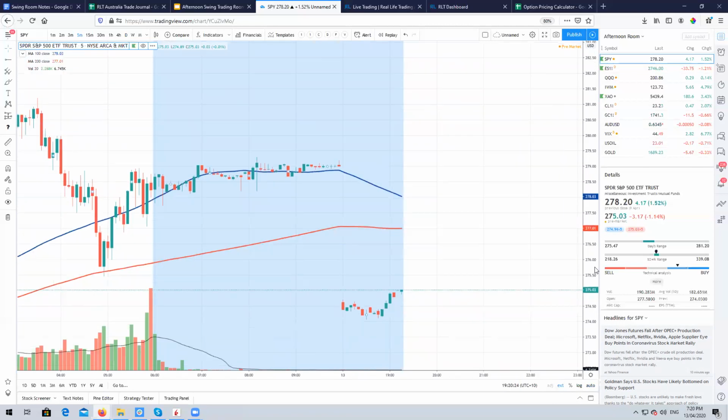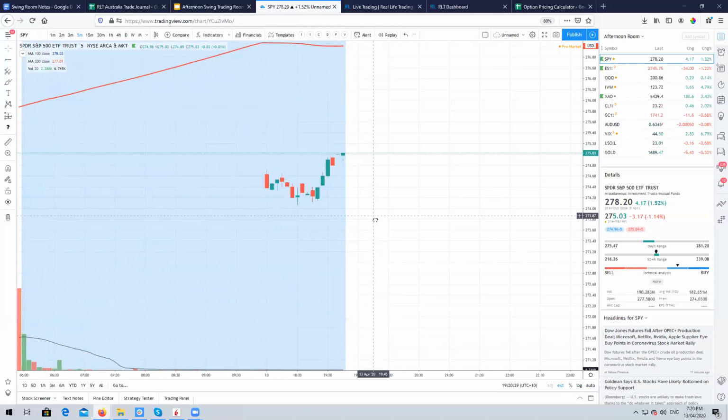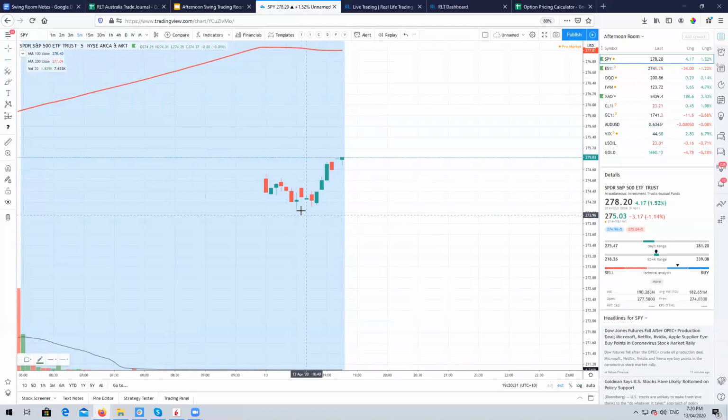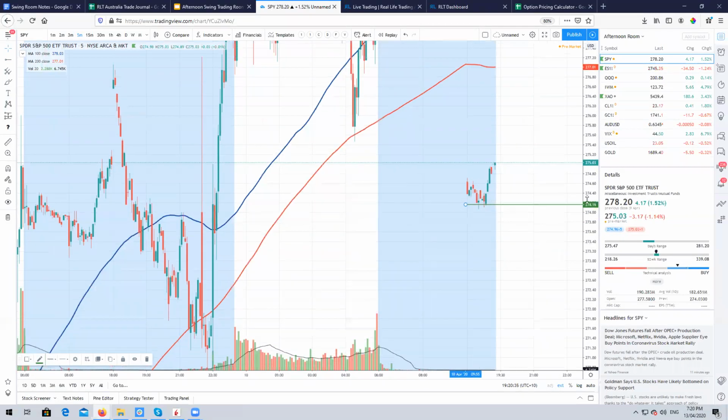If we have a look at the 5-minute chart, and we turn on the extended hours here, we'll see that the volume is starting to come in. We're starting to get a little bit more action. So if this level here gets broken, most likely we're going to go lower.